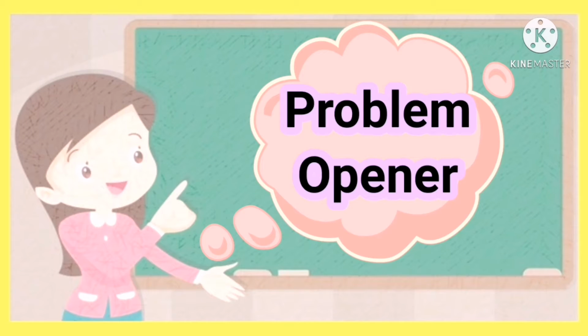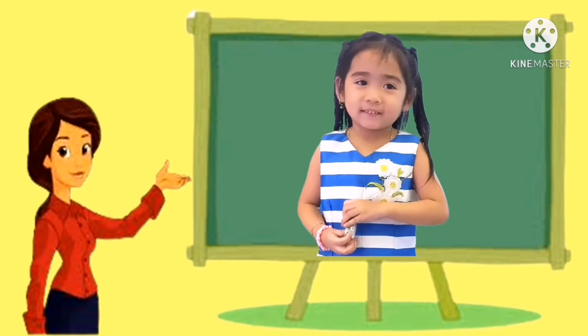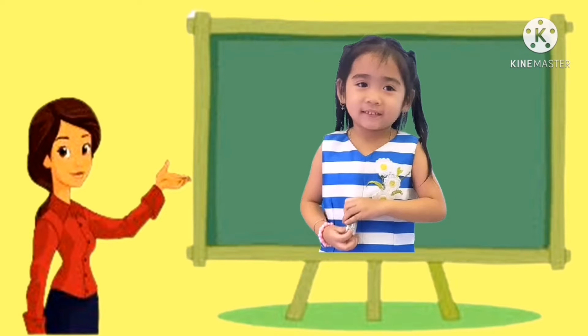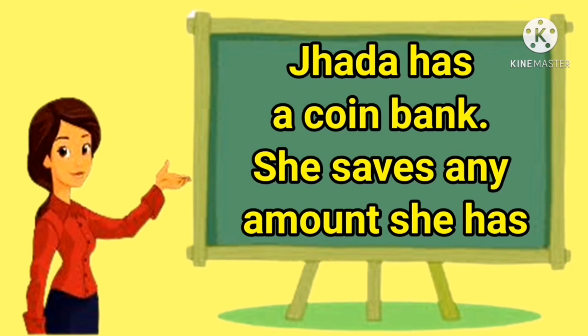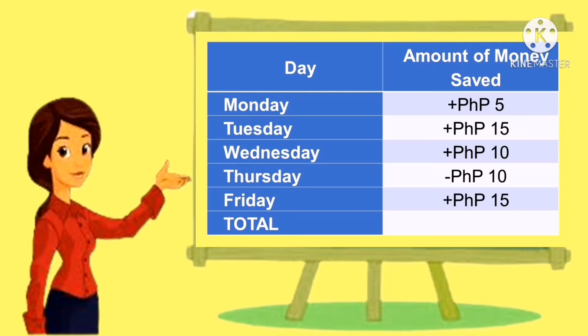Now, let us level up by solving a problem. Look at the picture. What do you see? She is Jada. Read the problem about her silently. Study the table showing the record of her savings in a week.